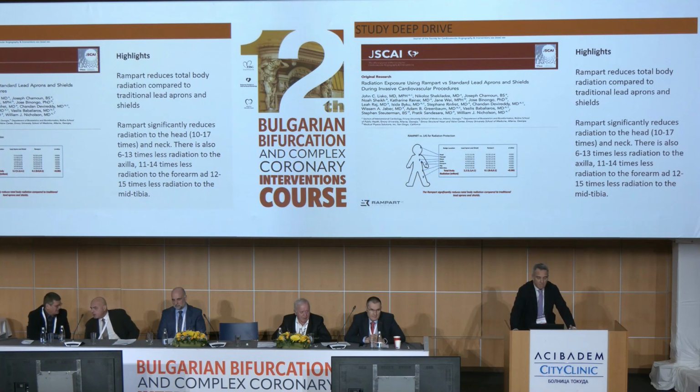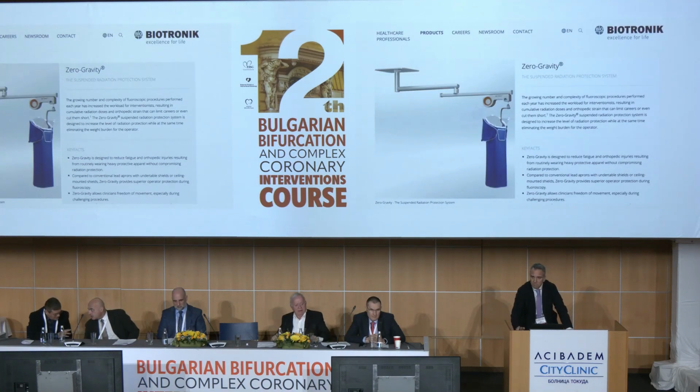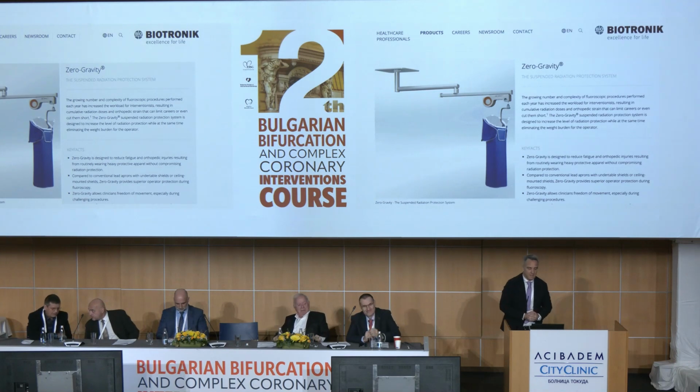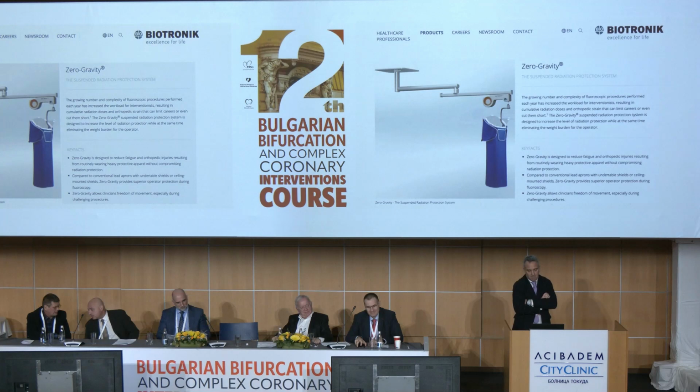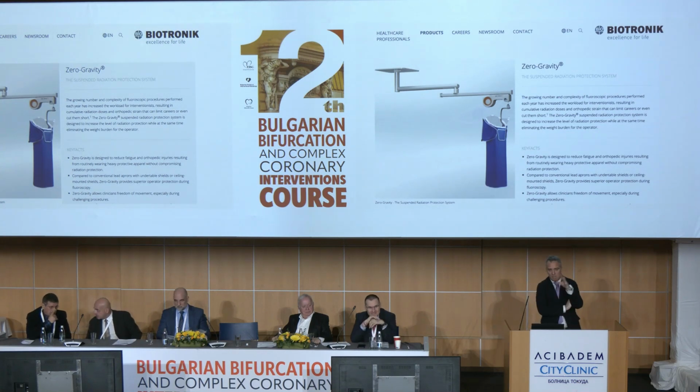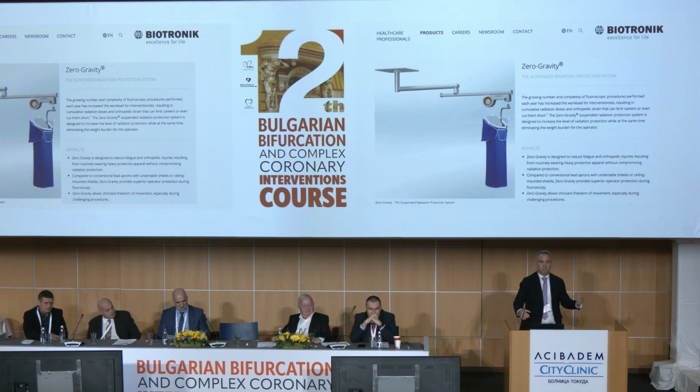So Rampart can, of course, protect us even in the areas that we are not protected. And the third one that we will be talking about in this talk is Zero Gravity by Biotronik. The Zero Gravity is a system that can be mobile or it can be fixed on the floor. And basically this is a vest that is standing. You can't wear it, basically. You wear it, but someone else is holding it up for you.